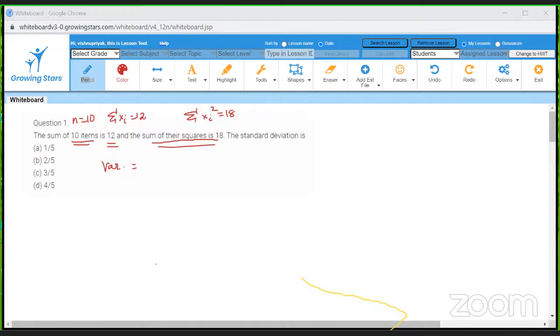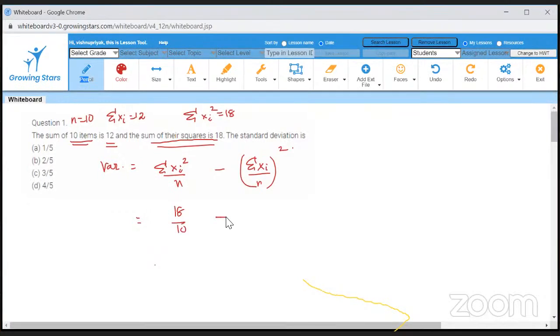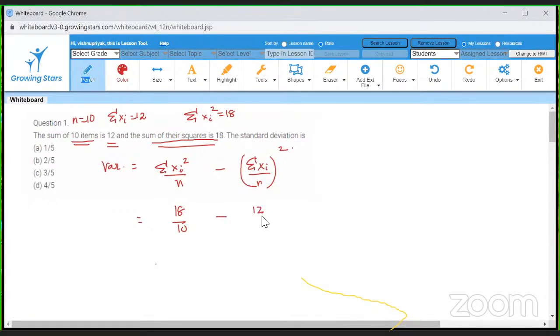So what is the formula for variance? Sigma xi square by n, minus sigma xi by n whole square. The formula also I am writing. If you write, you will memorize it. You will learn it by heart easily. That is variance. So 18 by 10 minus 12 by 10 whole square. This is what we have.